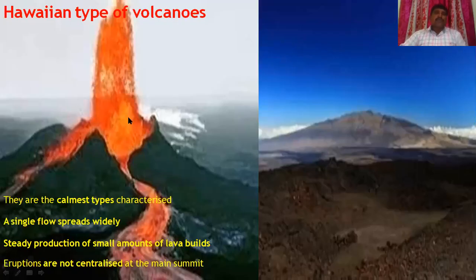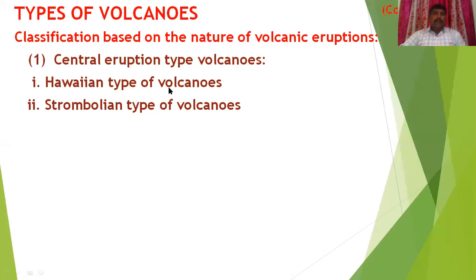The picture on the screen discloses to you the Hawaiian type of eruption. And the right side shows you the landform formed by the Hawaiian type of eruption. And the next one is the Strombolian type of volcanoes.